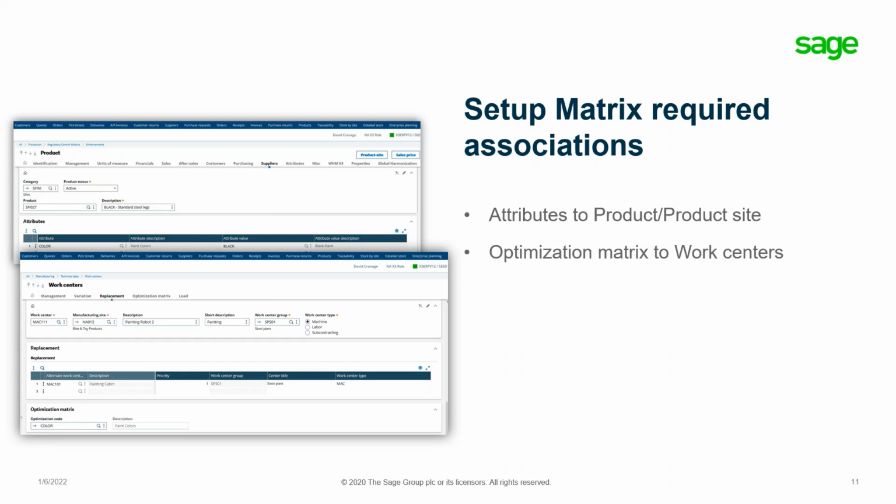Once we have those factors, we then must assign or associate them to the products and resources to be affected. We do that by assigning attributes to product and product sites, and by assigning the unique optimization matrix to a work center. Let's head over to X3 and learn how to use the setup matrix to define the characteristics that determine our unique optimization goals.